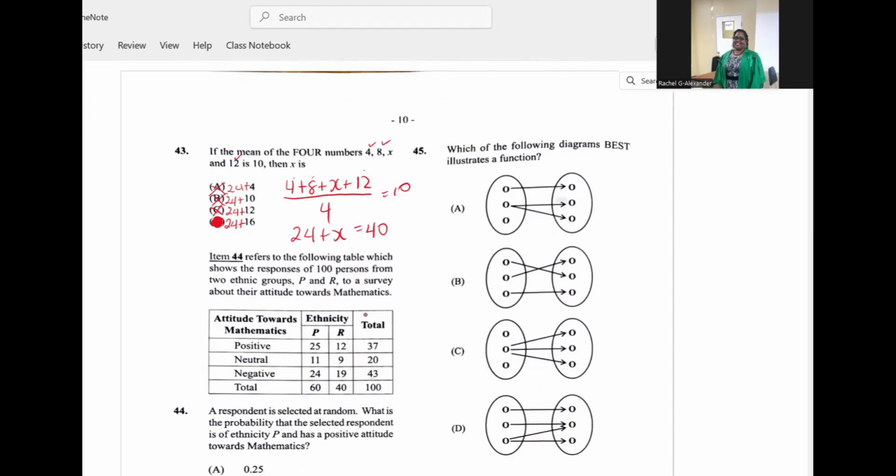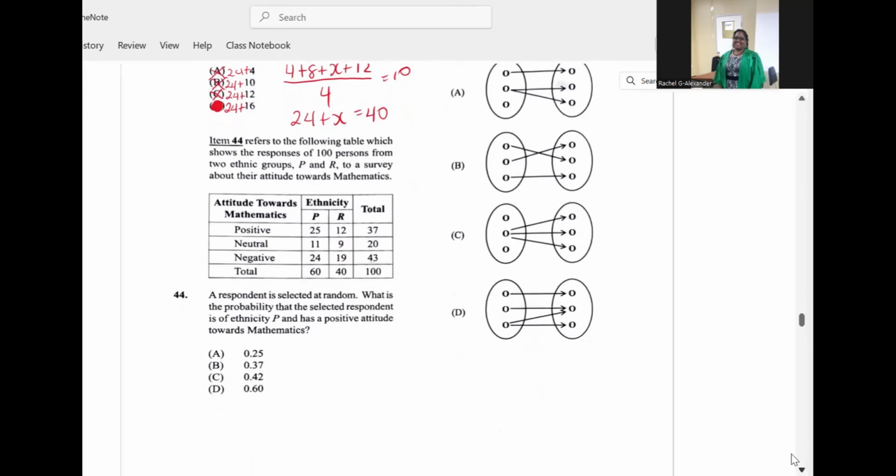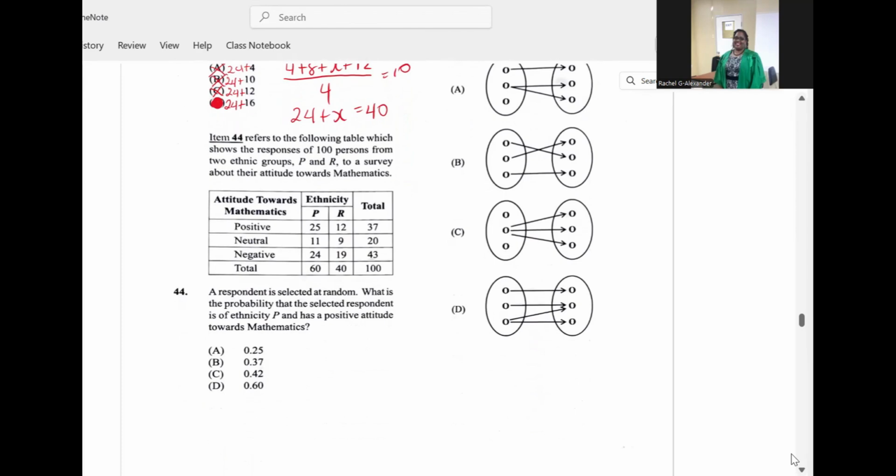All right. Item 44 refers to the following table, which shows the responses of 100 persons from 2 ethnic groups, P and R, to a survey about their attitude towards maths. A respondent is selected at random. What is the probability that the selected respondent is of ethnicity P and has a positive attitude towards math?